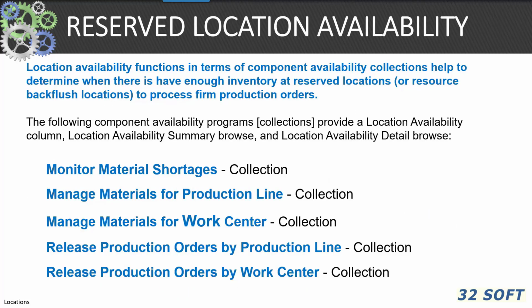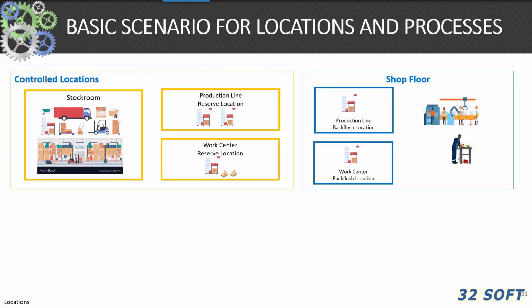One of those new functions is reserved location availability. With the new locations and the location collections that are denoted in the new 2020, you can monitor, either at a summary level or a detail level, material shortages. You can manage product lines and work centers, and release production orders based on availability. This is a great new set of functions that you should investigate.